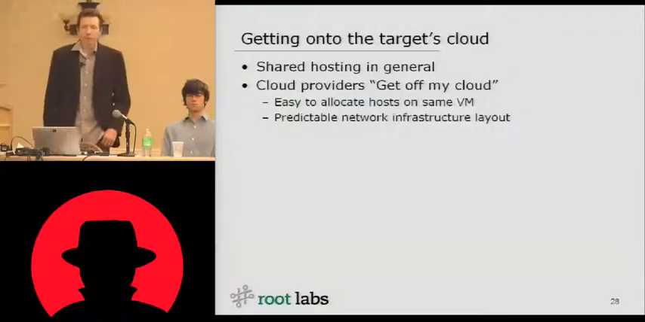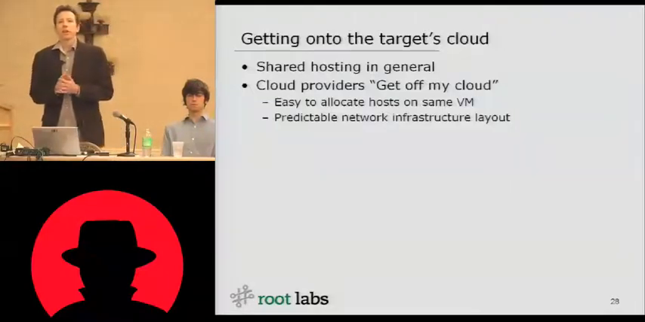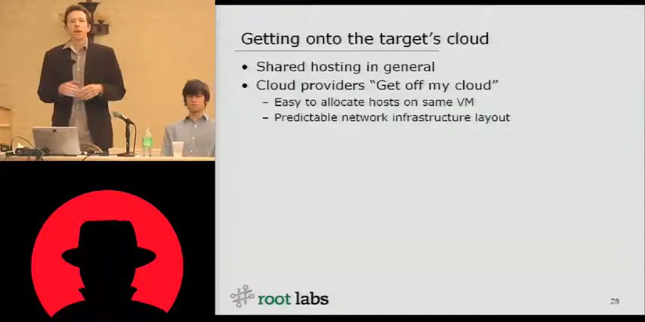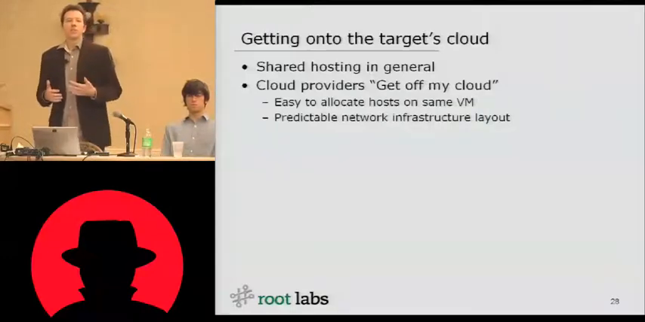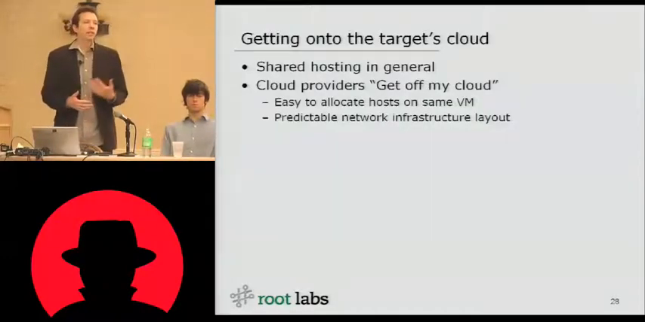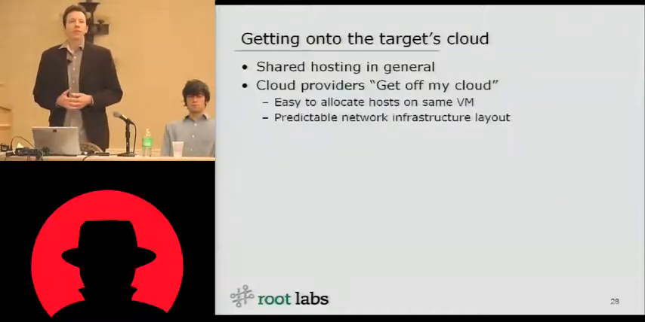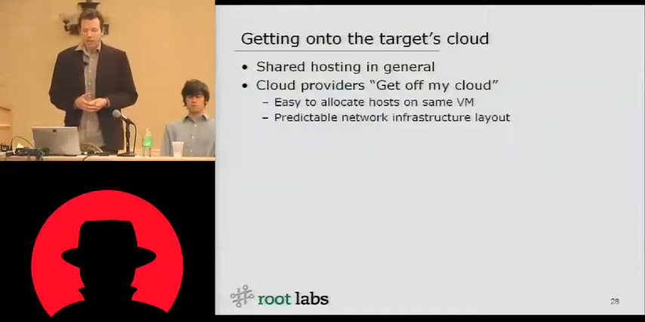There's a paper recently called Get Off My Cloud. Has anyone read that paper or seen that talk? Basically, it talks about what kinds of allocation do cloud hosting providers like EC2 or other groups apply in deciding where your VM gets physically located. And they found two interesting results.